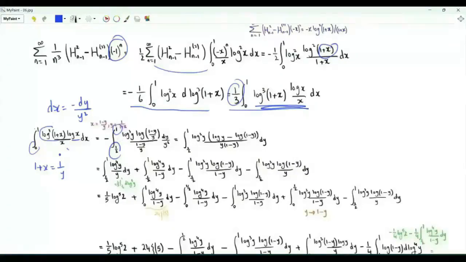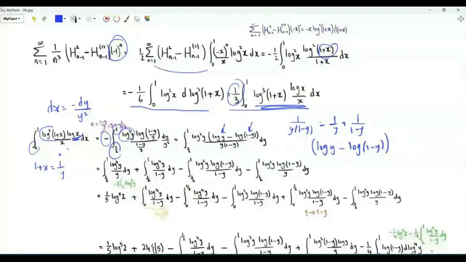So the cube of log 1 plus x becomes minus the cube of log y. Log x is log y minus log 1 minus y. 1 over y times 1 minus y is 1 over y plus 1 over 1 minus y. The integrand has the product of log y minus log 1 minus y in one bracket. A second bracket contains 1 over y plus 1 over 1 minus y.